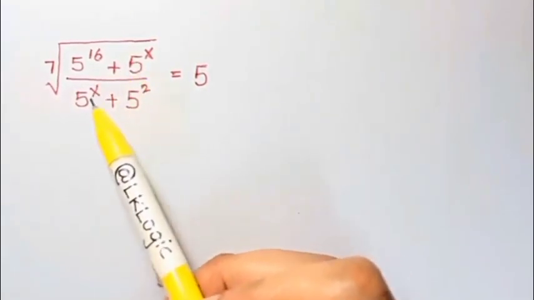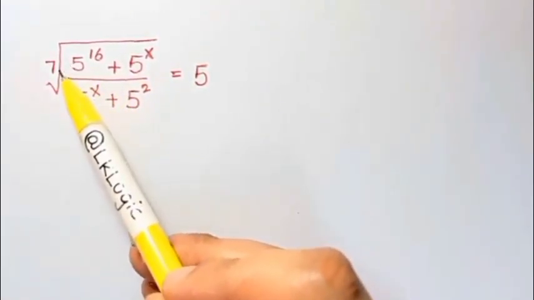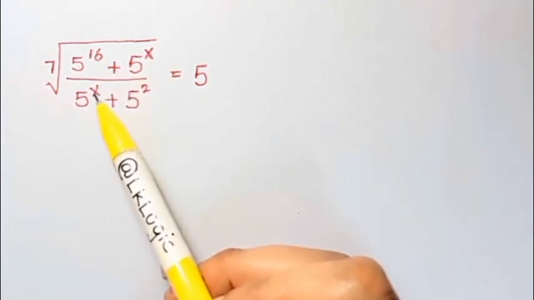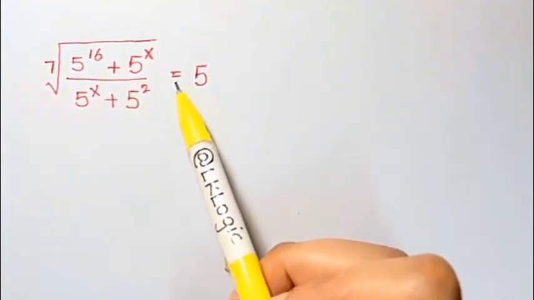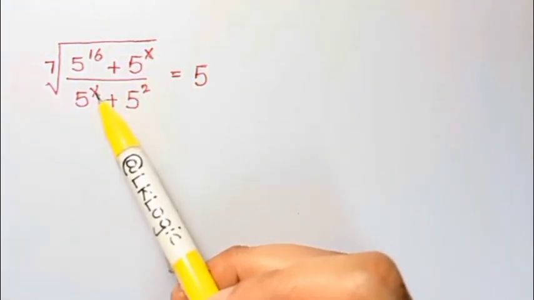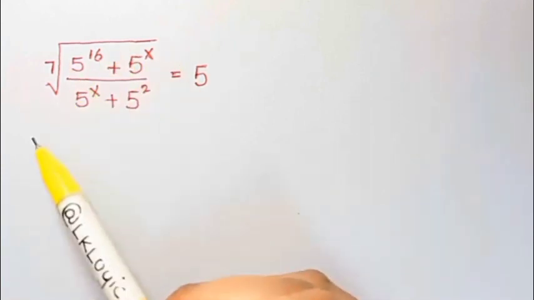Nice exponential problem under the 7th root. We have (5^16 + 5^x) / (5^x + 5^2) = 5. Here, as you can see, you have a variable x. Here as well you have the variable x. So what is the first step to solve this?